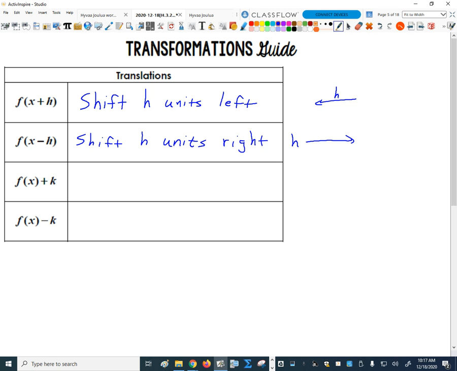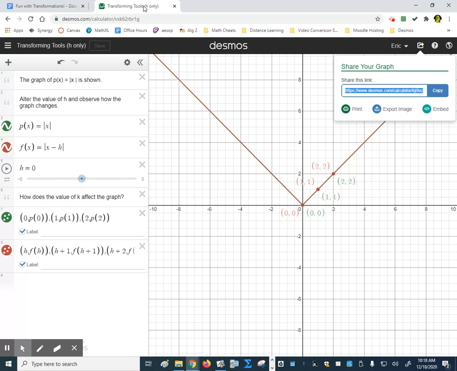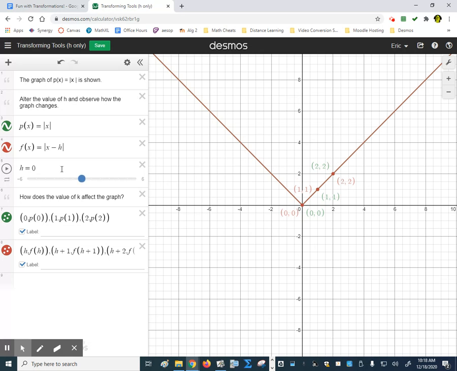But when you pull up these Desmos graphs, in fact, let me just pull one up right now real quick, just to reinforce this a little bit. So if I pull up the h, transforming h example, look what happens. Notice up here, p of x is our parent function. It's the absolute value of x. And f of x is defined as the absolute value of x minus h.